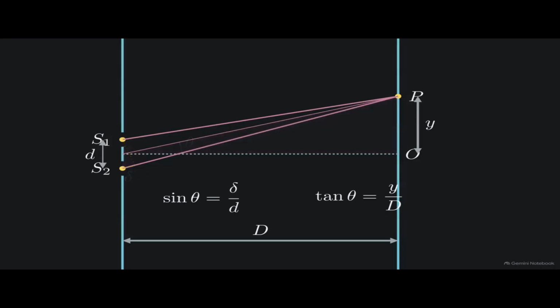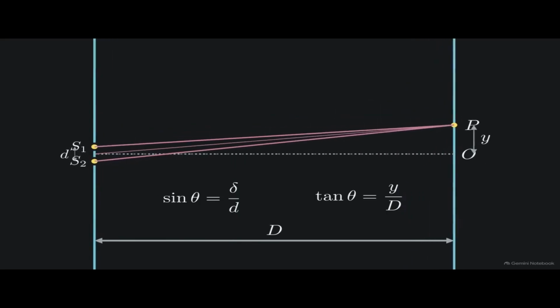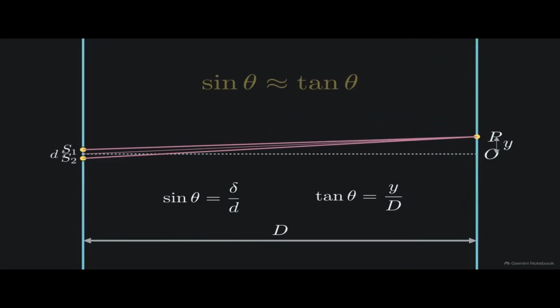That means the angle theta is very small. This scale disparity lets us use a mathematical shortcut. At tiny angles, the sine of theta and the tangent of theta are virtually identical. Because they are effectively the same, we can set our two equations equal to each other.